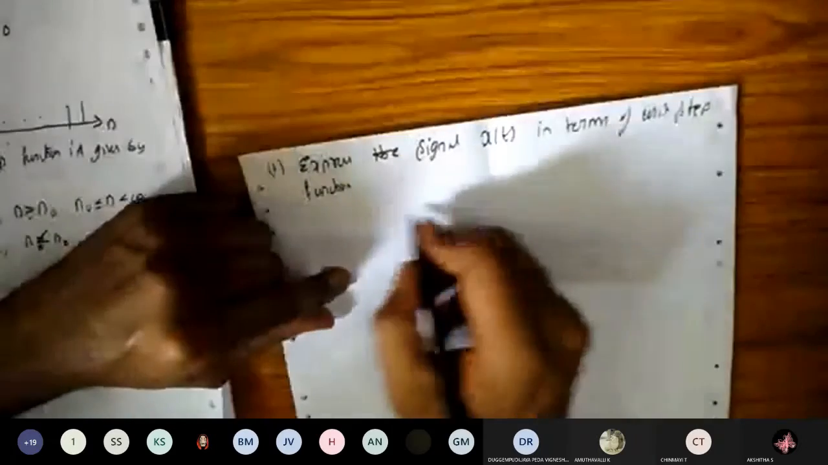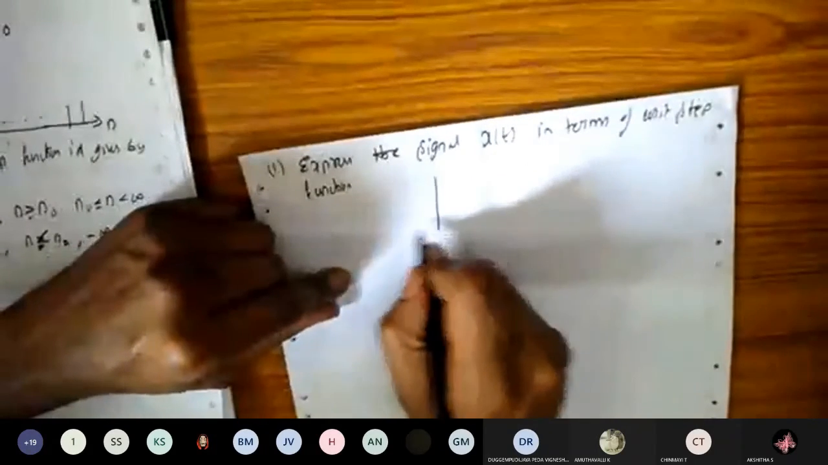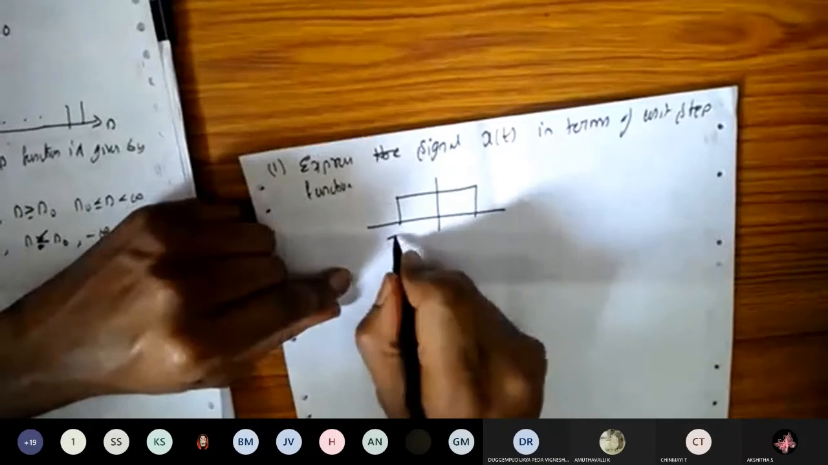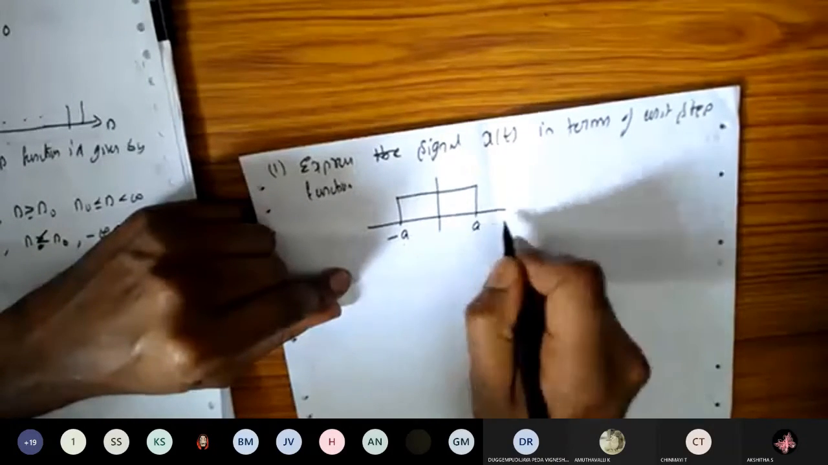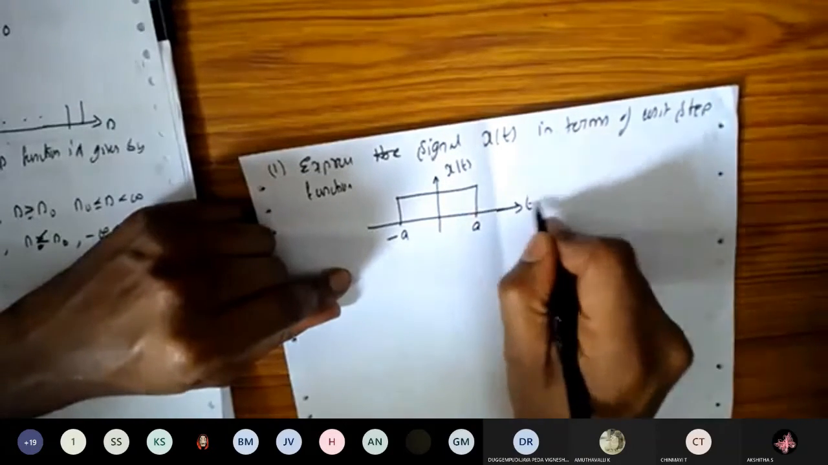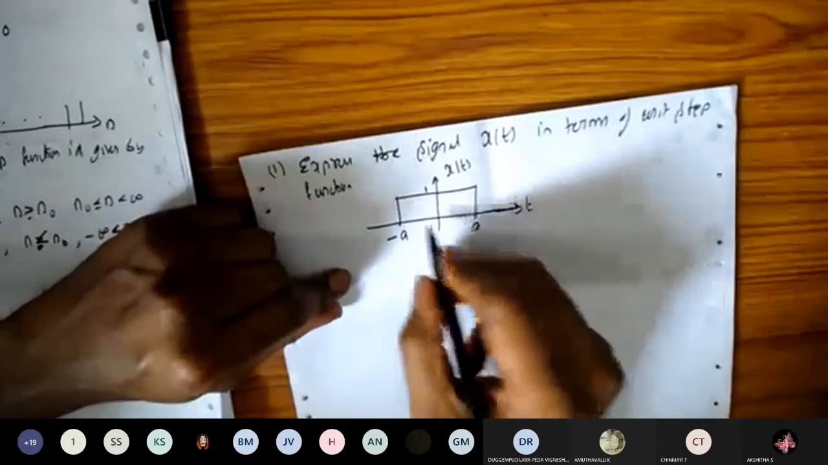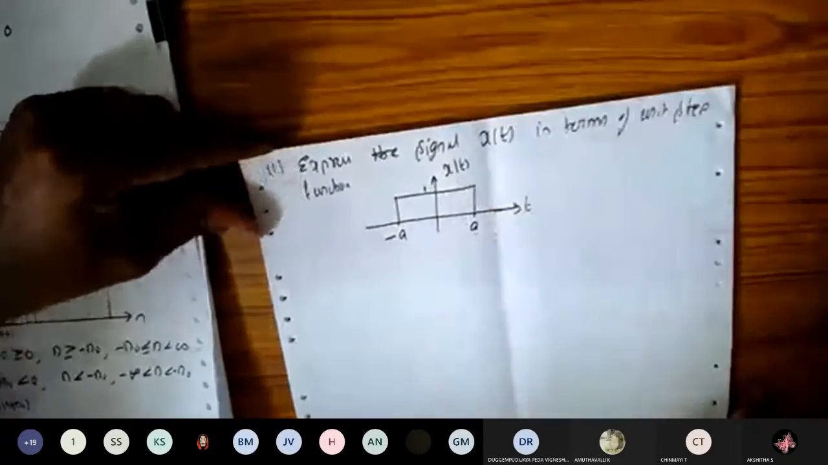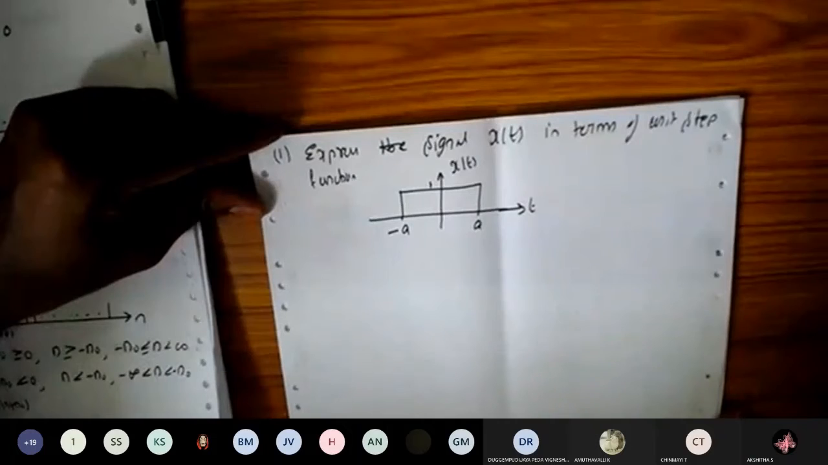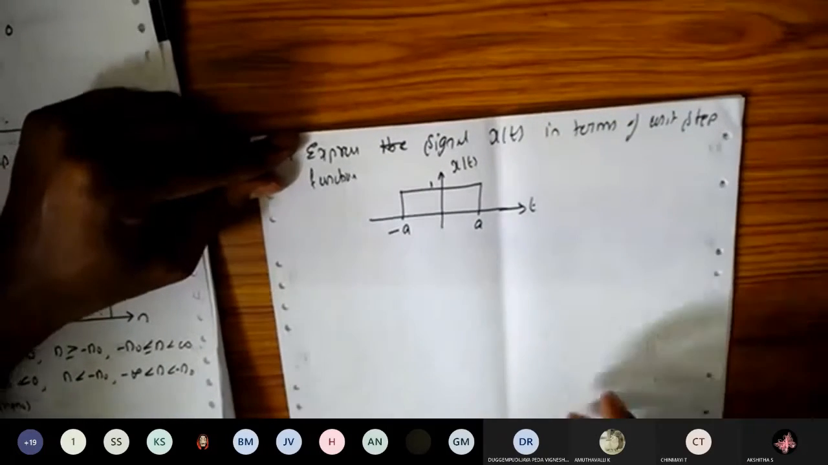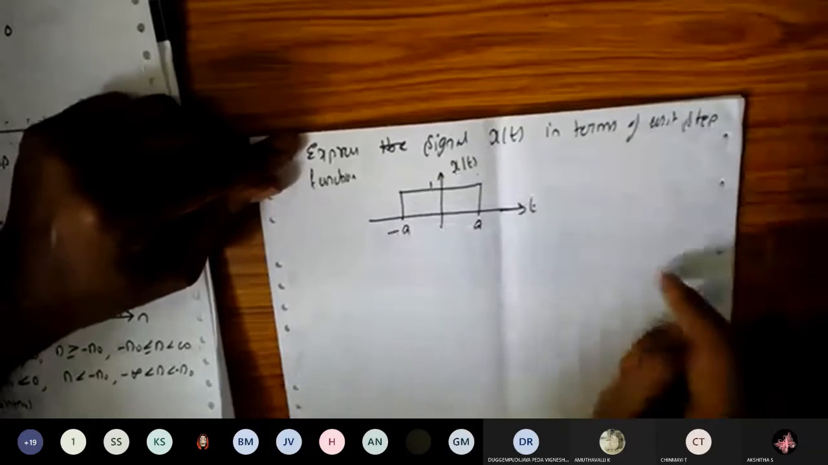Okay, the signal x of t will be given like this here. Many waveforms we need to express in terms of the unit step function. It is from minus a to plus a, and this is having the value 1. So minus a to plus a, it is having the value 1. That one we are going to call x of t.